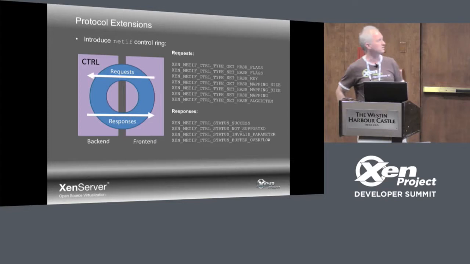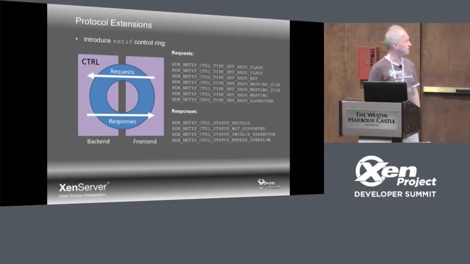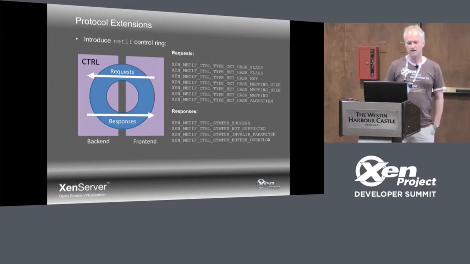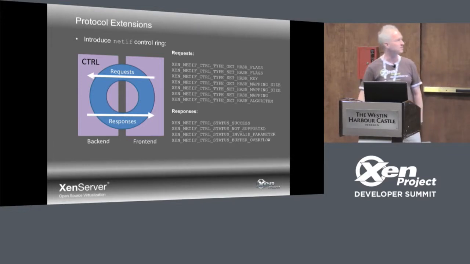So I introduced the idea of a control ring. This is in the netif header file. You can go and look at the documentation I put in for this. We only need one of these between the front end and the back end. It's essentially out-of-band data. It's not performance critical. So we don't need one per queue or anything like that. There is just a single control ring between front end and back end. And those are the defined request and response types that we have at the moment. You can see from the list, basically we have means of querying hash flags, setting algorithms, passing a mapping table through, all the kinds of things we need to do.